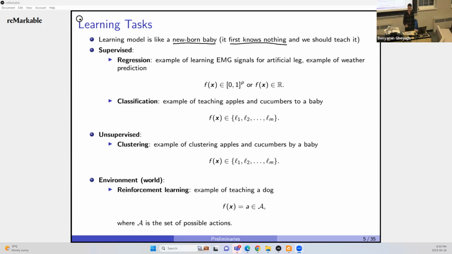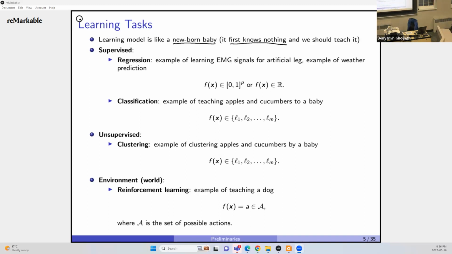So consider some apples and cucumbers, okay? I have a newborn baby who doesn't know anything. I want to teach it what apple is and what is cucumber. So I buy 100 apples, I buy 100 different cucumbers. I show the baby, this is apple, this is another apple, this is another apple. I say to it, this is apple, this is apple. Also cucumber, this is cucumber, this is a cucumber, this is a cucumber, right?